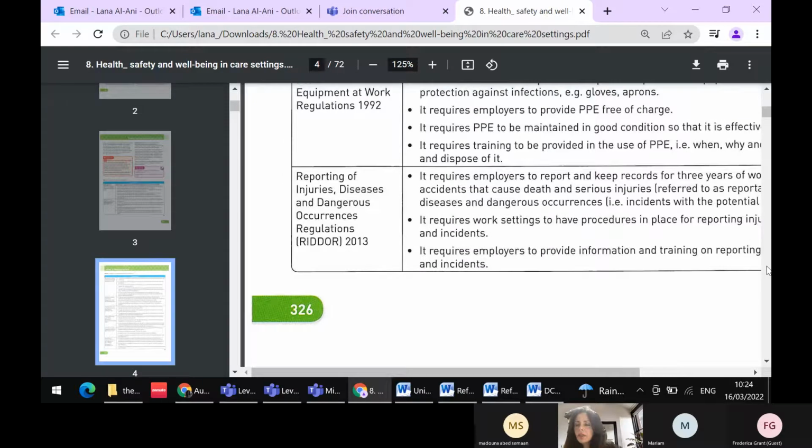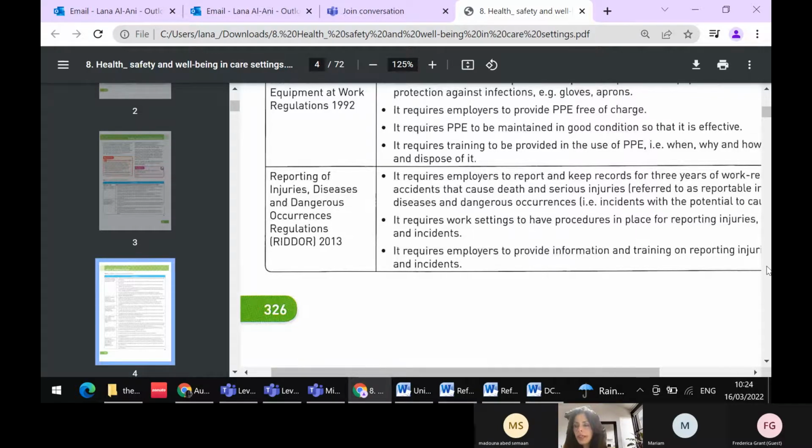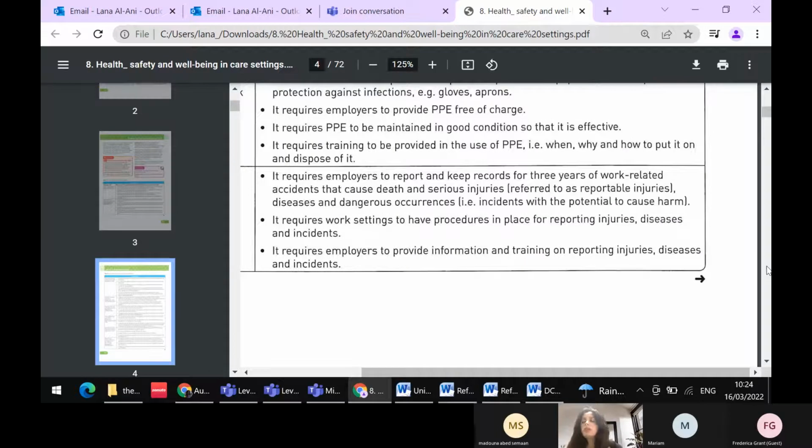Another regulation is the Reporting of Injuries, Diseases and Dangerous Occurrences Regulations 2013. So what it is all about is it requires the employer to report and record, and keep records for 3 years, of any work-related accident, any disease, any injuries that have happened in the workplace. They should report it and also record it. And these records should be kept for at least 3 years.